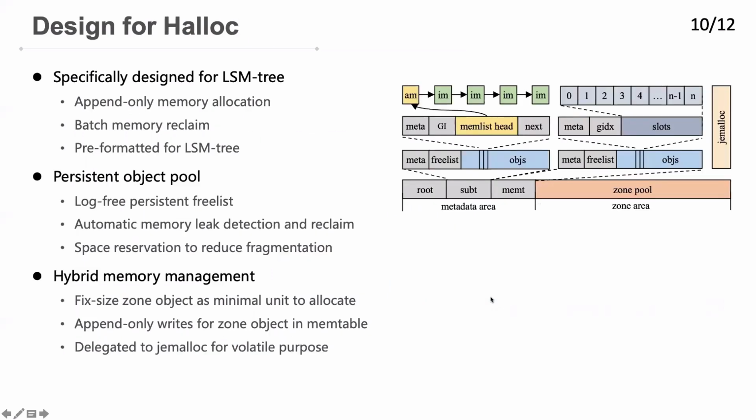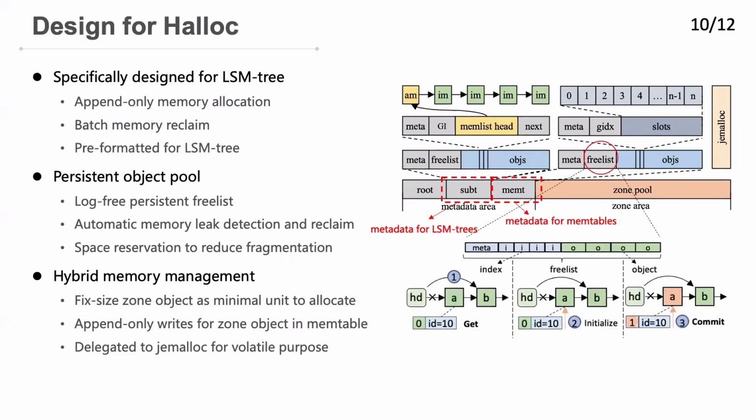The last design is the Halloc. Instead of expensive general PM allocators, Halloc is specifically designed for LSM-tree. We create specific log-free persistent object pools for metadata persistence. Since the memory footprint of this metadata is very small, the memory space for them is statically and continuously reserved to reduce memory fragmentation. The left memory space is formatted into fixed-size zone objects. The zone object is used for semi-persistent memtables in append-only writes, and also as the low-level memory unit for volatile purposes.